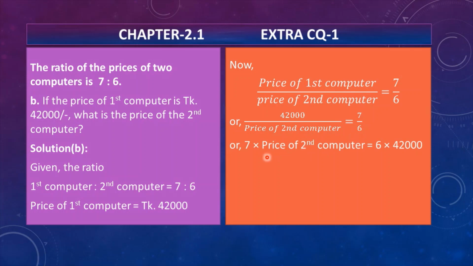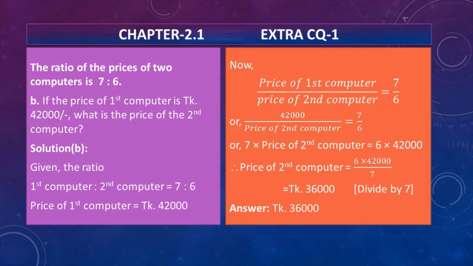Now 7 multiplied by price of second computer equals 6 multiplied by 42,000, because my dear students we are doing cross multiplication. Then therefore price of second computer, 7 is multiplied with this price of second computer. So if we change the side, then it will be in division position. So 6 multiplied by 42,000 divided by 7. Now if we reduce by 7, we get 6,000, and 6,000 multiplied by 6, that would be 36,000, the desired price of the second computer. So this is the answer, my dear students, 36,000 taka.